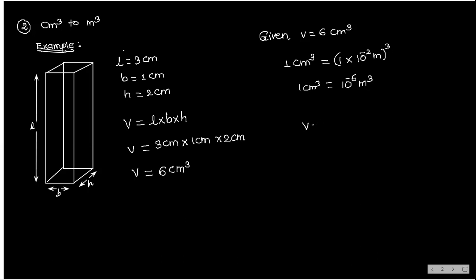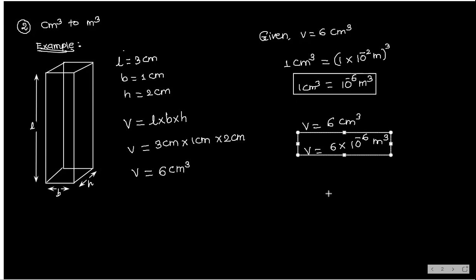So now given volume is how much you are having? 6 centimeter cube. So this volume V is equal to 6 into how much this is? 10 power minus 6 meter cube. So that's why 1 centimeter cube is equal to 10 power minus 6 meter cube, and that's why given answer is V is equal to 6 into 10 to the power minus 6. Yes or no? Is that clear? Understood? Any doubt?